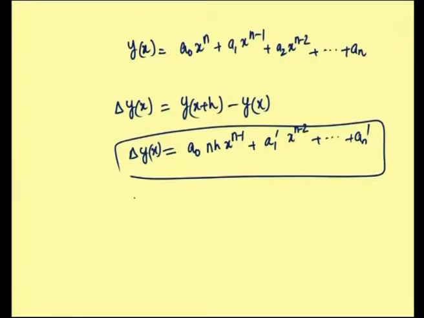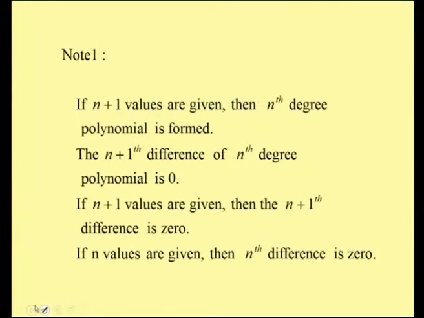In all the cases, a naught should not be equal to 0. So, from this we can note that if n plus 1 values are given, that is if n plus 1 pairs of x and y values are given, then an nth degree polynomial will be formed, and the n plus 1th difference of an nth degree polynomial is 0.